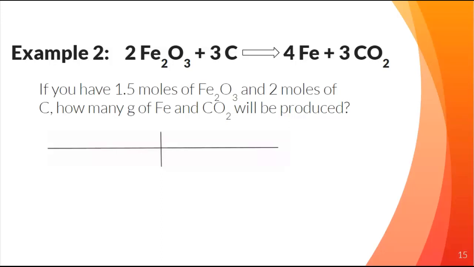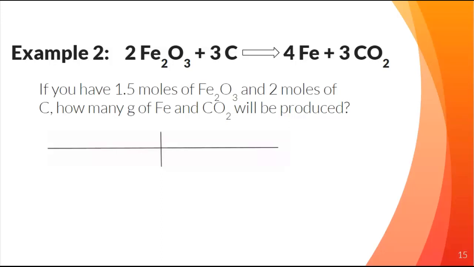So now that we've done that, we can actually do a problem with it. I've got 1.5 moles of iron 3 oxide and 2 moles of carbon. So I'm going to put them together. I'm going to react them. So how much am I going to make? How many grams of iron and how many grams of carbon dioxide am I going to make in this reaction? What am I going to get?